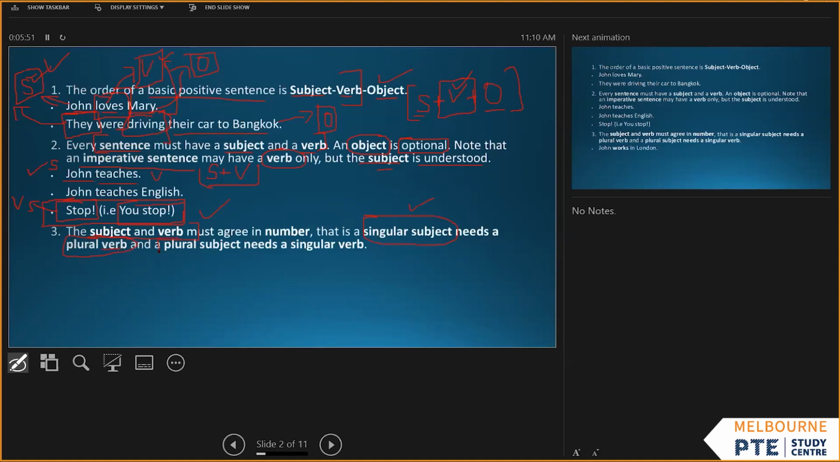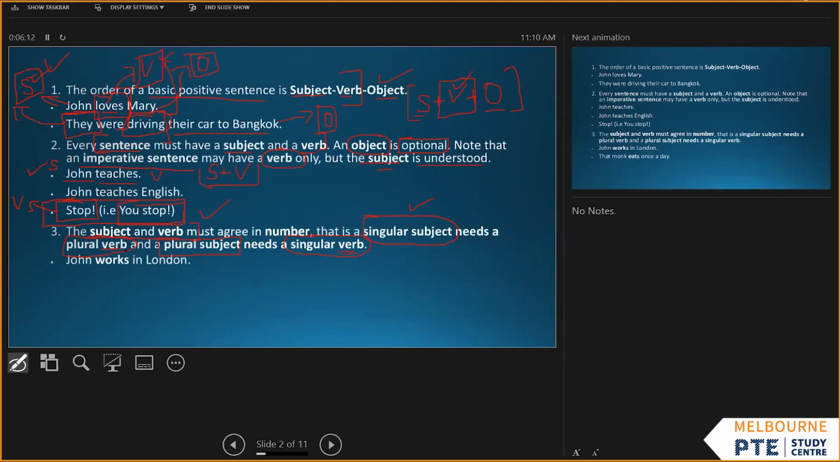Whereas if you have a plural subject, as in more than one subject, or maybe a subject in plural form, like people or any group of individuals, for that you will use a singular verb, like a verb without S or ES. Okay, now let's have a look at some examples.